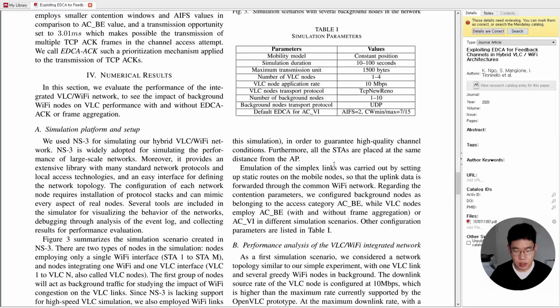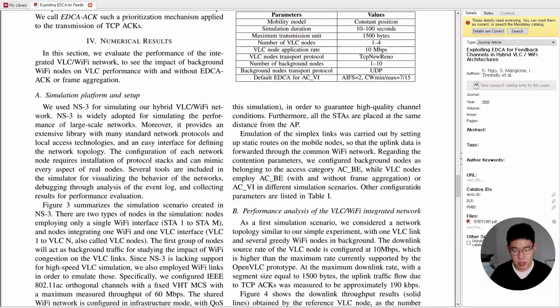Regarding the contention parameters, we configured the background nodes as belonging to access category AC_BE, while VLC nodes employ AC_BE without frame aggregation, or AC_VI, in different simulation scenarios. Other configuration parameters are listed in Table 1. B. Performance analysis of the VLC Wi-Fi integrated network.